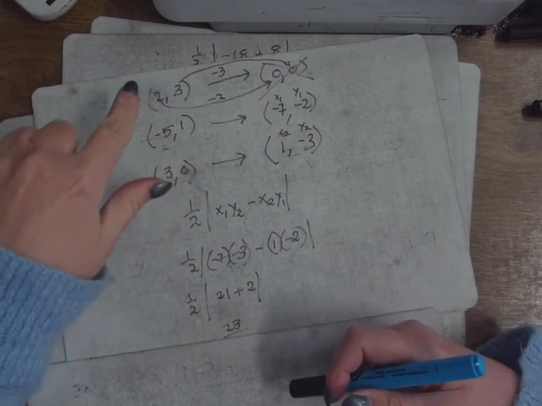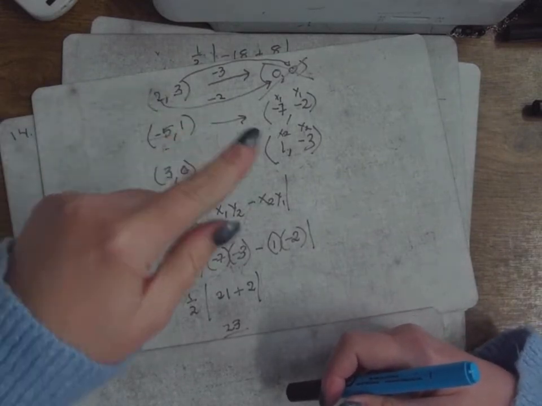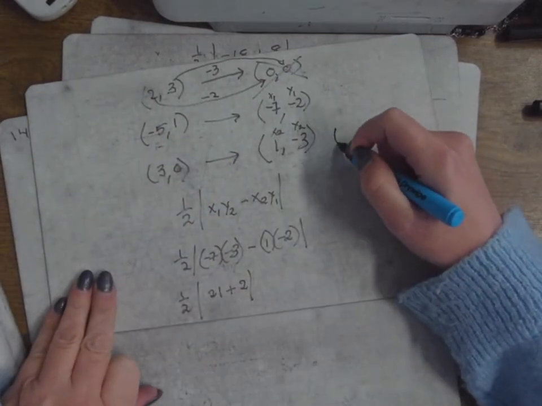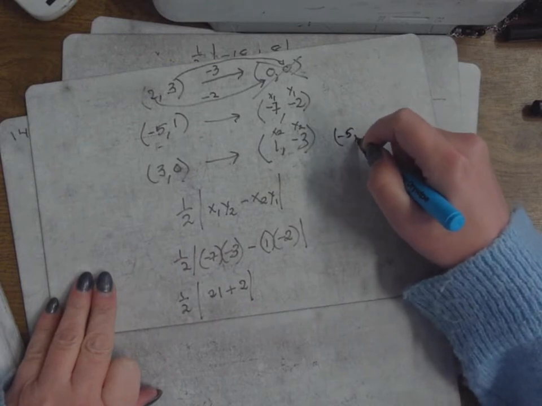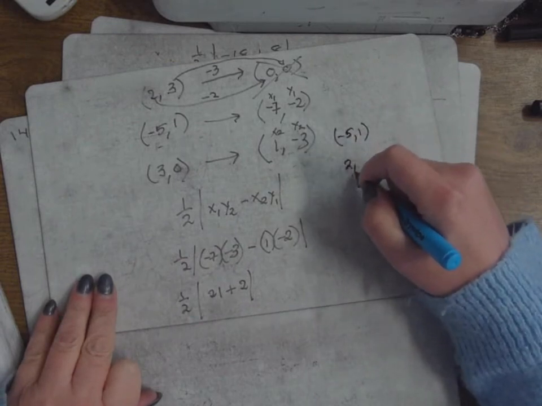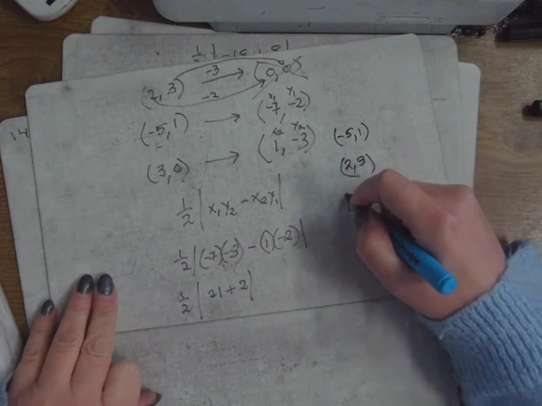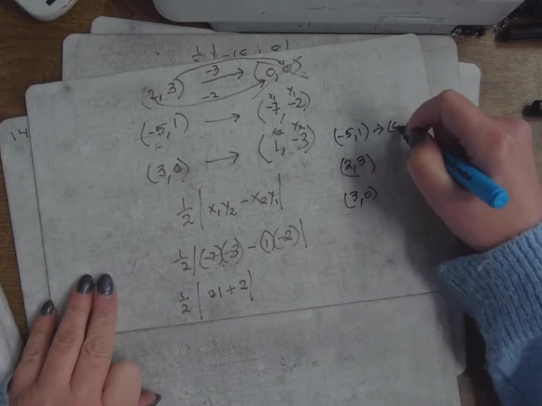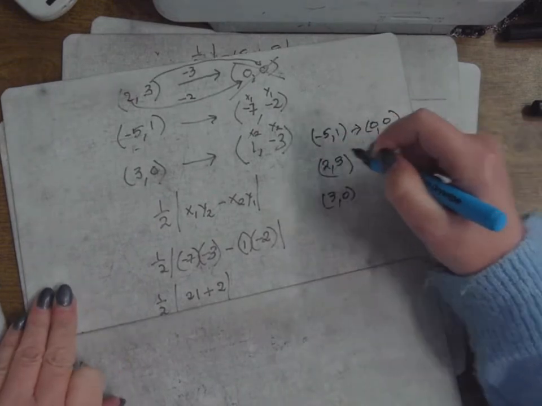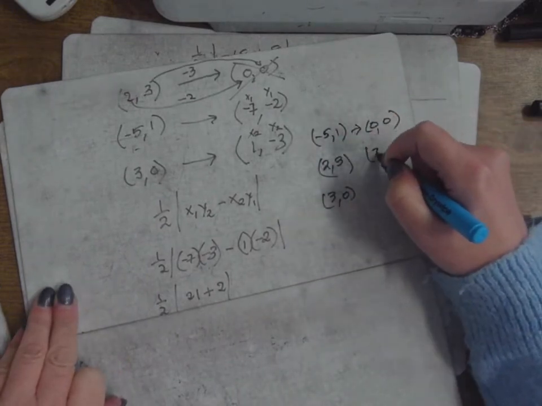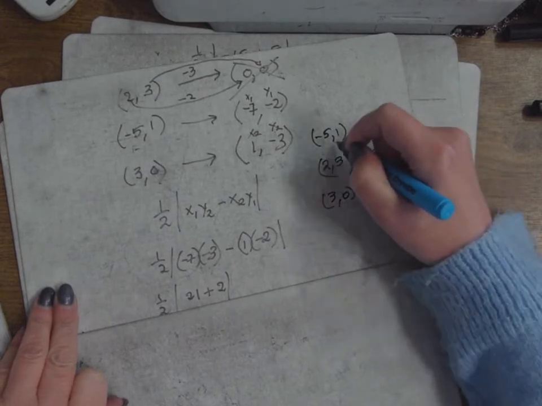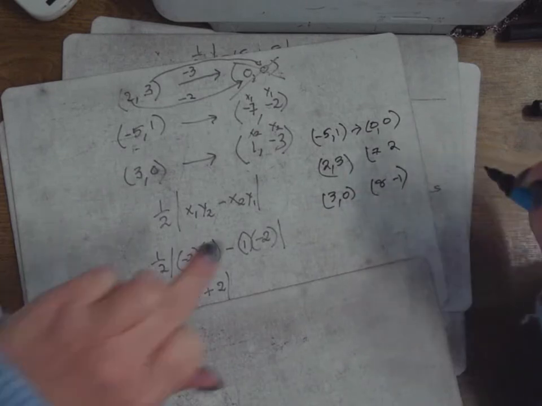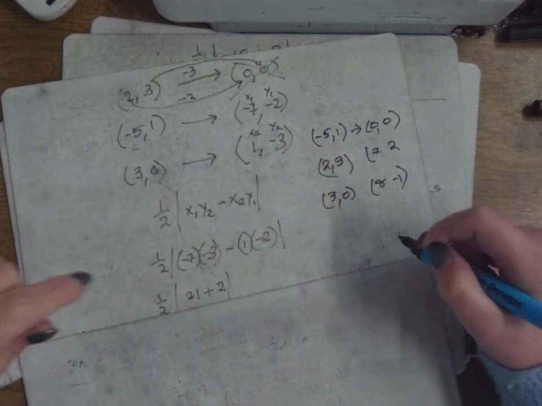If you went from -2, -3 to 0, 0, you'd add 2 and add 3. Same triangle there, but say you picked -5, 1 to go to 0, 0. So the other points are 2, 3 and 3, 0. You'd be adding 5 to the x's, so this would be 7 and this would be 8. And you'd be taking off 1 from the y's, so that would be 2 and that would be -1. So these are the points you'd be using, but you get the exact same answer.